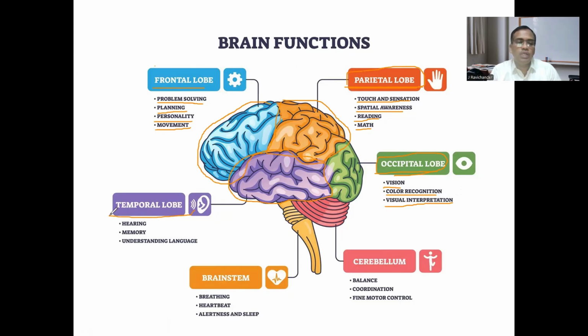Then another lobe is the temporal lobe, which is used for hearing, memory, and understanding language. And the other two parts here are the brainstem and cerebellum.